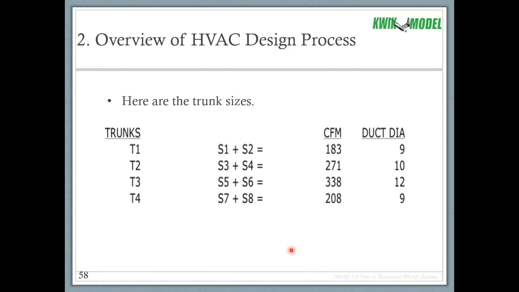So let's size all of our trunks. Trunk 1 is S1 plus S2. We did that one, 183. That's a 9-inch duct. Trunk 2 is moving 271. That's a 10-inch duct. Trunk 3 is a big one, 338 CFM, so that's a 12-incher. And trunk 4 is 208, so that's another 9. So those are 4 trunks on our diagram.